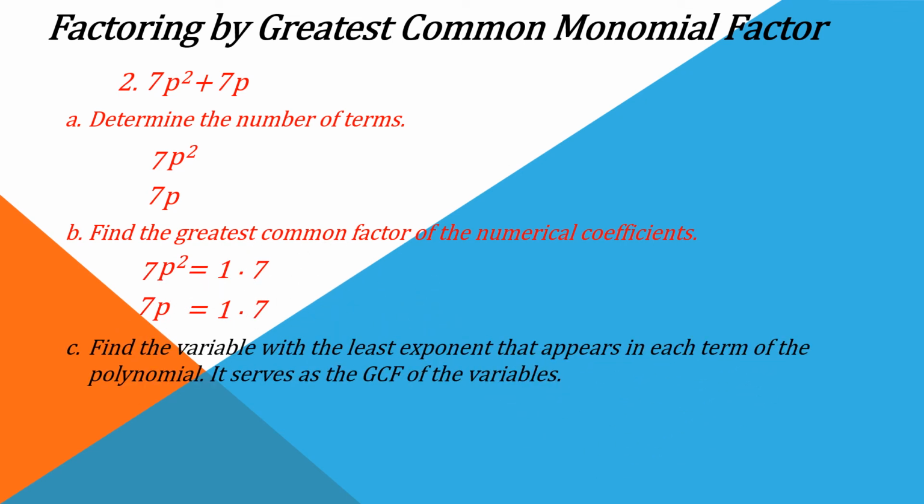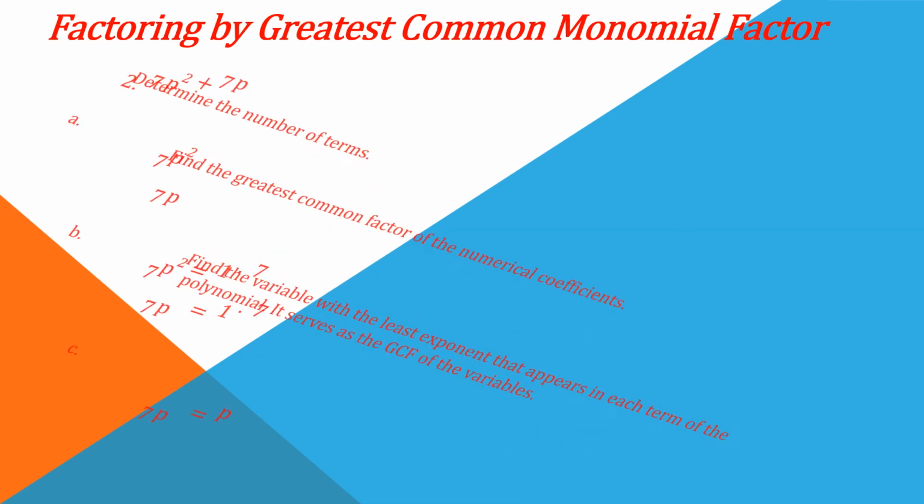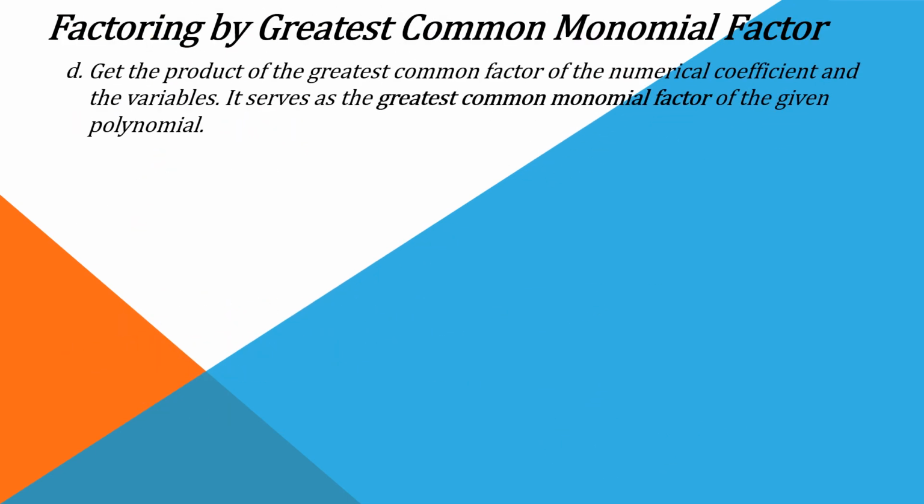Letter C, find the variable with the least exponent that appears in each term of the polynomial. It serves as the greatest common factor of the variable. So again, the least exponent that appears in each term is only p. Letter D, get the product of the greatest common factor of the numerical coefficient and the variables. We have 1 multiplied by 7 multiplied by p is 7p.